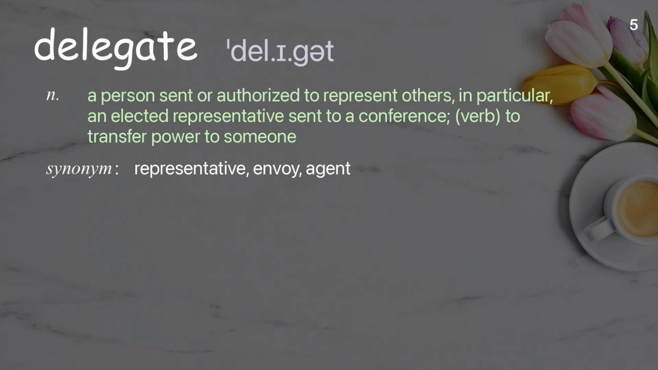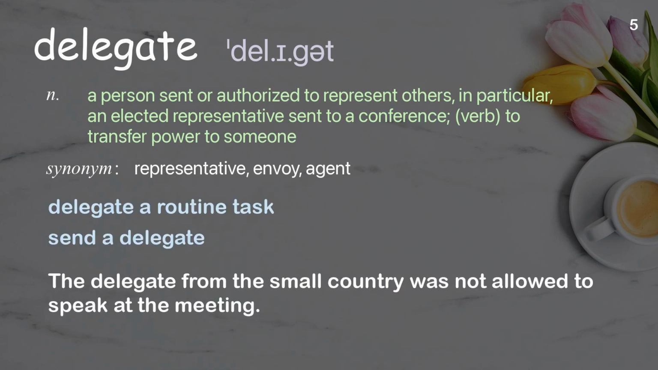Delegate. A person sent or authorized to represent others, in particular, an elected representative sent to a conference. Verb, to transfer power to someone. Examples: Delegate a routine task. Send a delegate. The delegate from the small country was not allowed to speak at the meeting.